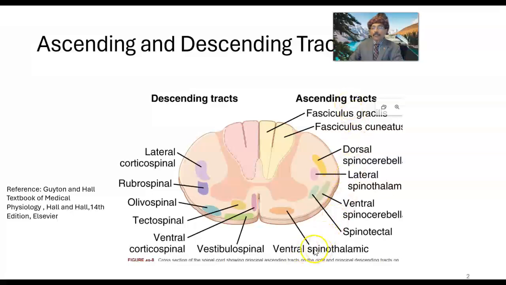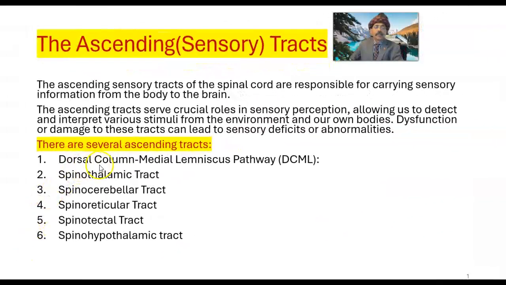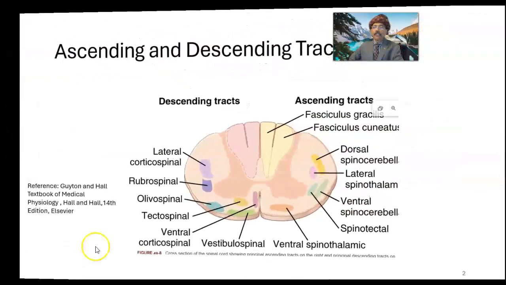Like the spinothalamic tract, this is the ventral part of the spinal cord, the ventral spinothalamic tract. Then we have the lateral spinothalamic tract, spinotectal tract, ventral spinocerebellar tract. Then again we have here the dorsal spinocerebellar tract. And these are part of the medial lemniscus, that is the dorsal column, medial lemniscus pathway, that is located here.